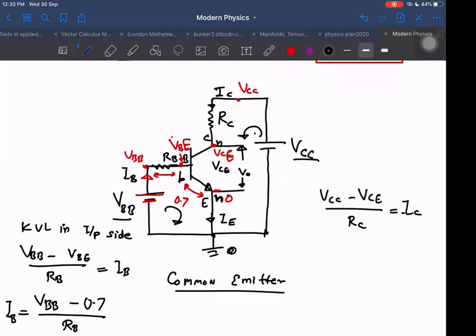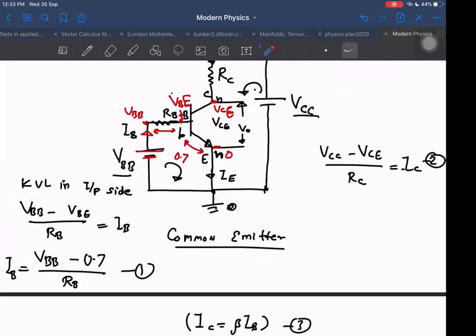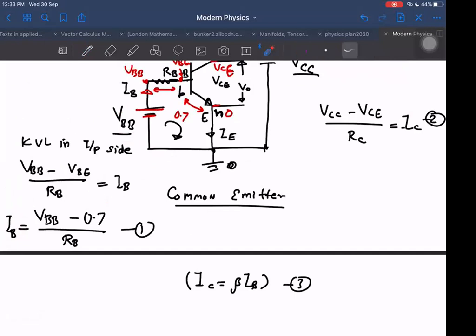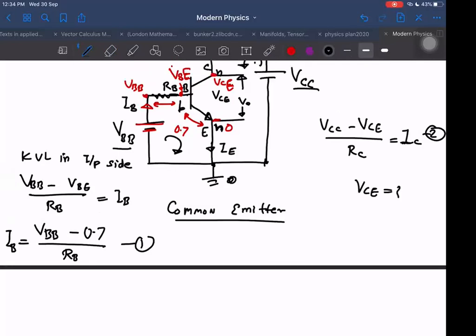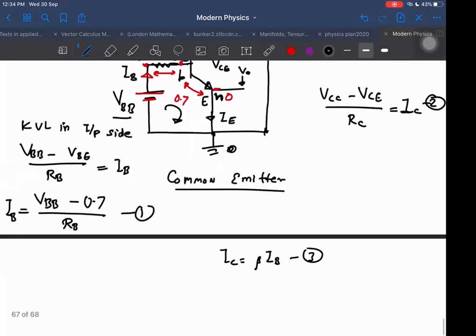Anyway, normally we ask how many equations and how many unknowns. IB we are getting, it is our choice. All things and IC. So there are two unknowns, but there are three equations. Something is wrong with the unknowns. Remember, VC is also unknown, right? IC is equal to beta times IB. What is VC? Let's find out VC then.